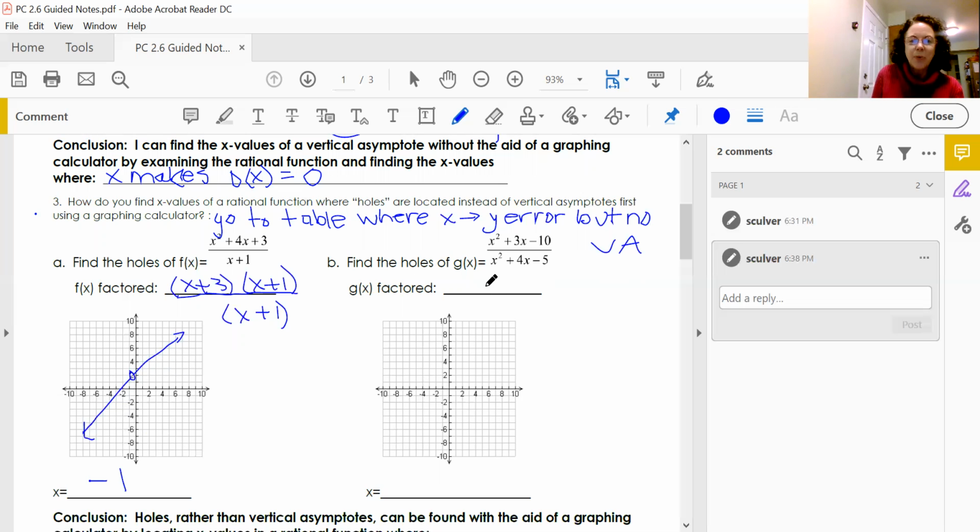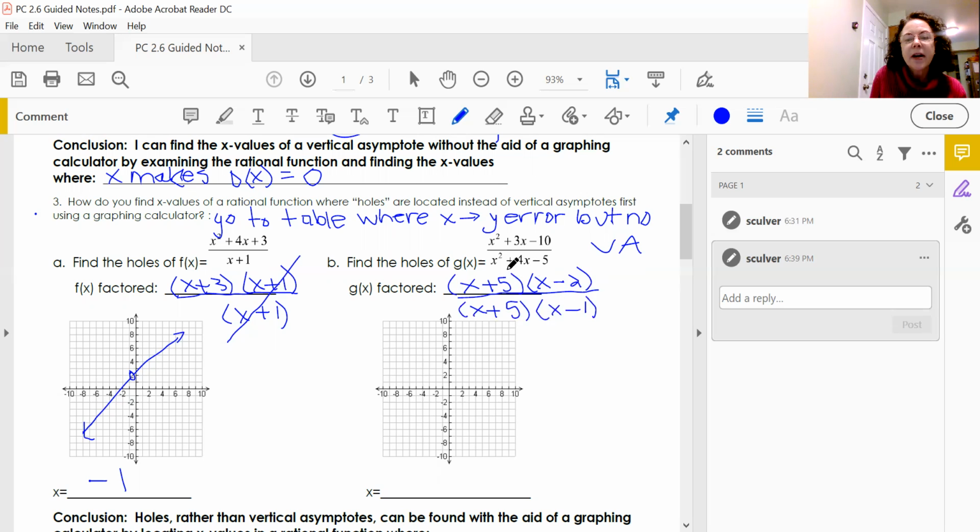Okay, let's go to B. Let's practice again. Let's find the holes of this rational expression. Notice, by the way, on A, that I'm not going to scribble them out, but the x plus 1 in the numerator and denominator does cancel. Now let's go to B. The numerator factors to x plus 5 times x minus 2. And my denominator factors to x plus 5 times x minus 1.